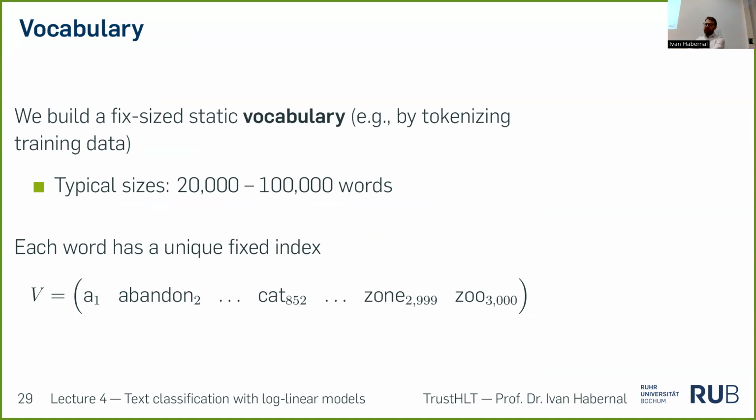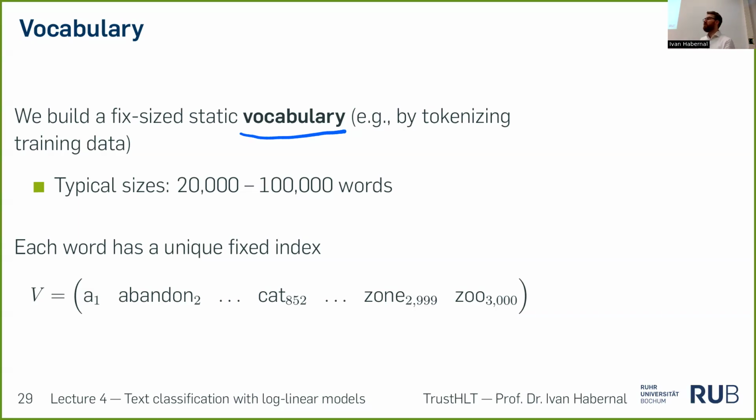So what we're going to do is we first need something called a vocabulary. We can take some training data and tokenize that, and it gives us a set of all the different kinds of words which happen to be in our training data. Typically, the size could be something like 20,000 to 100,000 words in our vocabulary, roughly. And you can build your vocabulary.